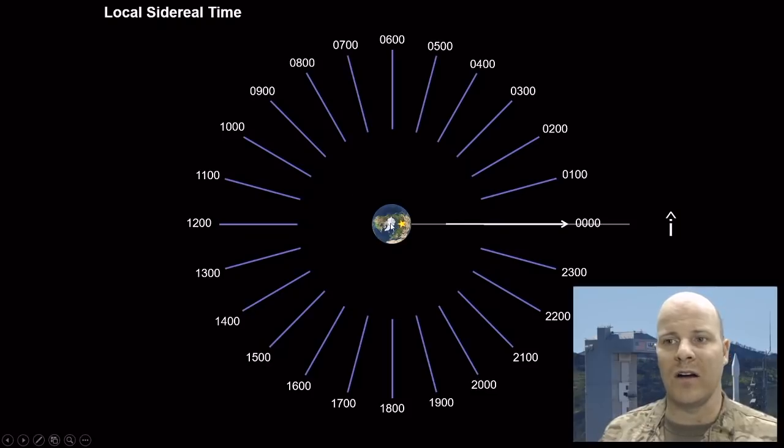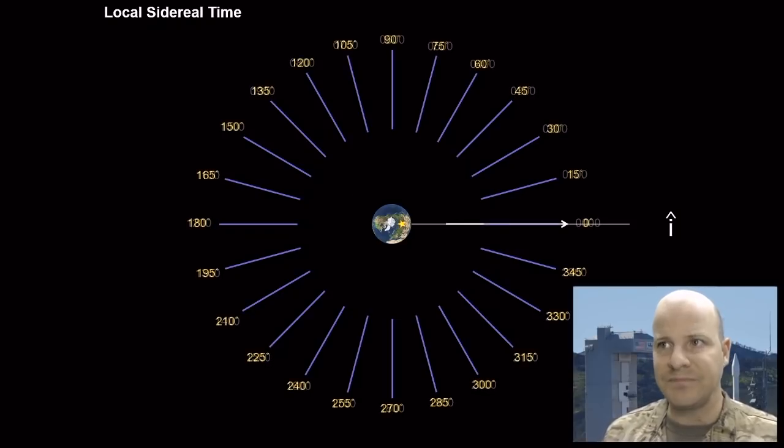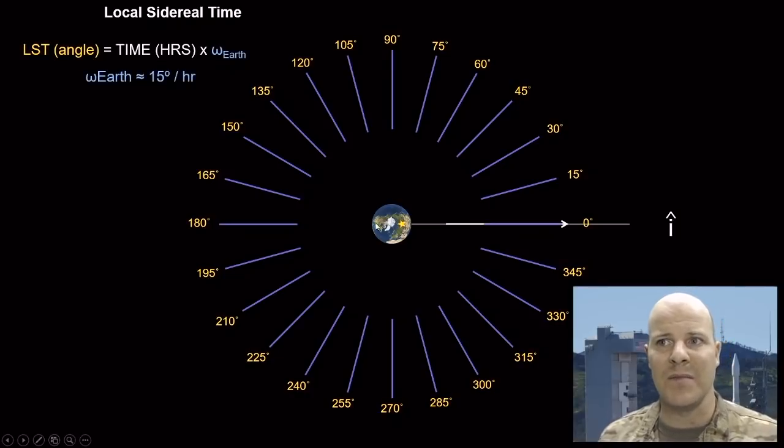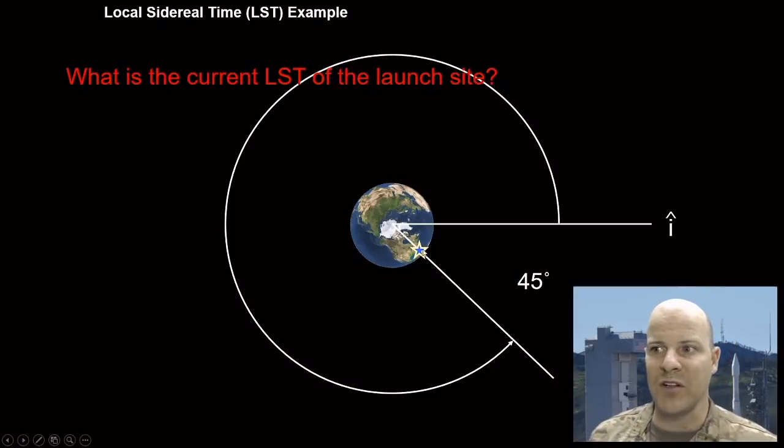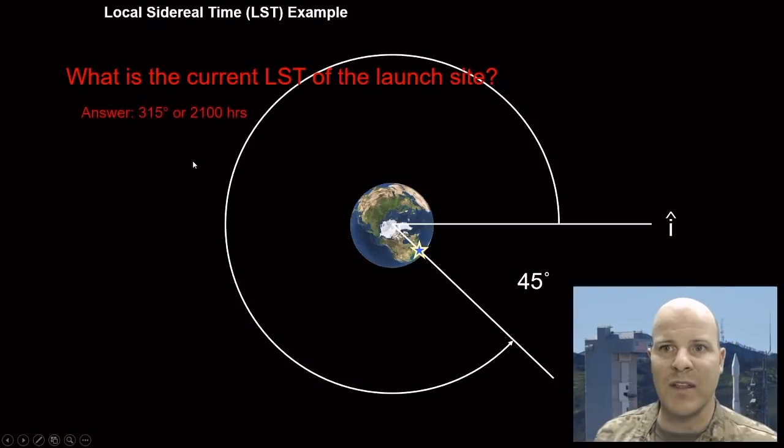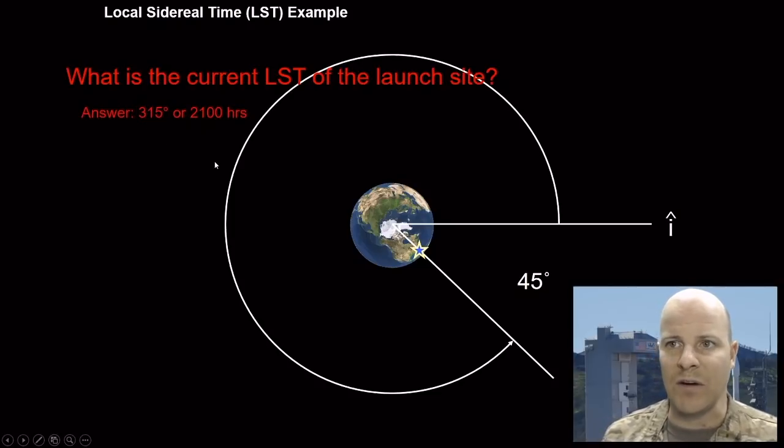We can use our Earth's rotation rate as a clock. And we can specify our local sidereal time either in terms of hours or in terms of degrees, as you see here. So as an example, what might the current LST, or local sidereal time, be of this particular launch site? Well, the Earth is going to be moving in a counterclockwise direction. Since our local sidereal time is 45 degrees away from the first point of Aries, this would be 360 minus 45 degrees, which would be 315 degrees. So you could tell me that the local sidereal time at this moment would be 315 degrees or 2100 hours.